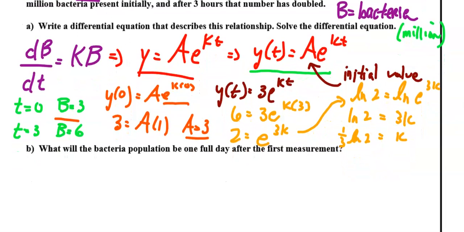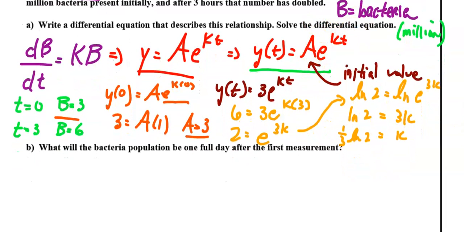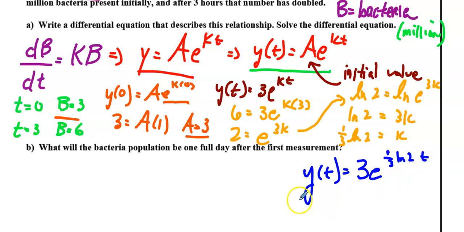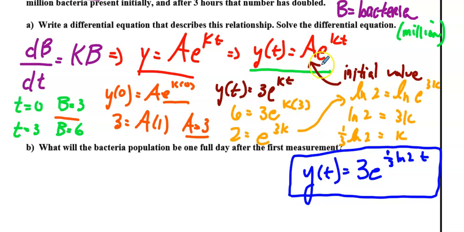And I'm going to go ahead and just write it down here. So it says solve this equation. So we actually can now write down what the equation is. So y of t is equal to 3e to the 1/3 natural log of 2 times t. Okay? And so we have now solved this differential equation.